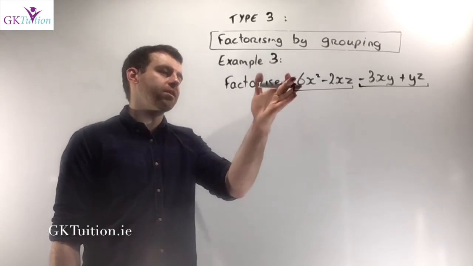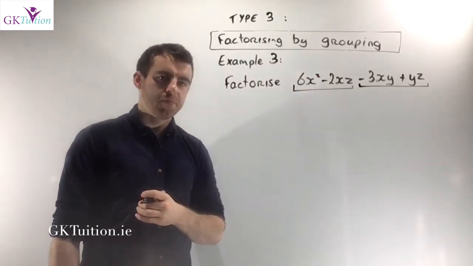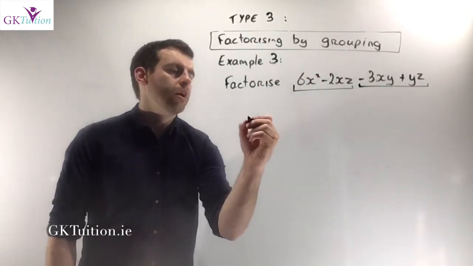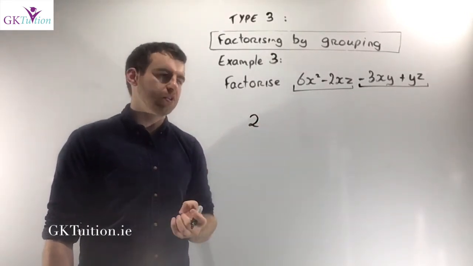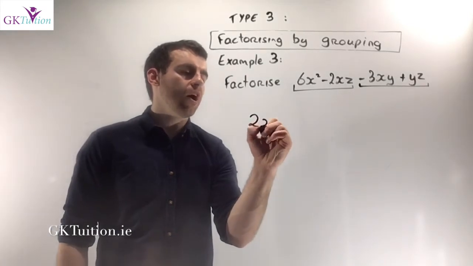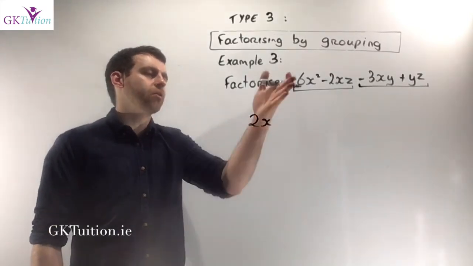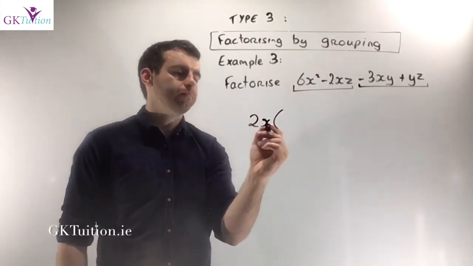Imagine if I just had 6x squared minus 2xz. If I want to factorise out what's common, the highest number that will divide into both is 2. And the variable they have in common is an x. I can factorise out 2x out of each of these terms.